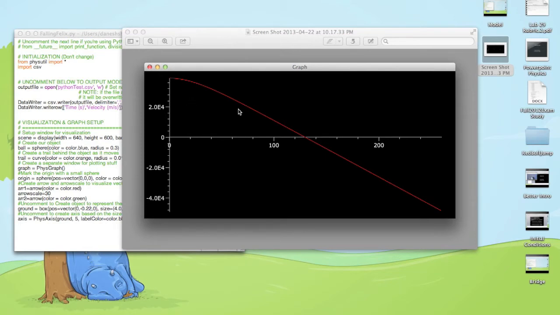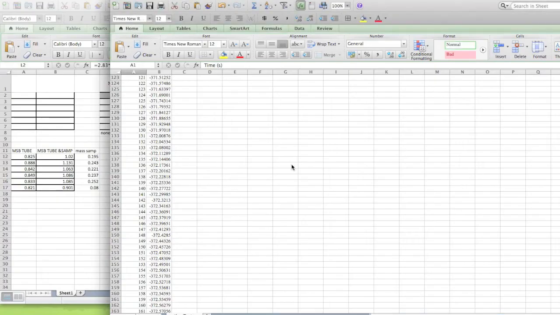You can see that terminal velocity is reached when the line becomes non-curving. By analyzing the data that was obtained from the model, we can see that his terminal velocity was about negative 372 meters per second. This is well past breaking the speed of sound.